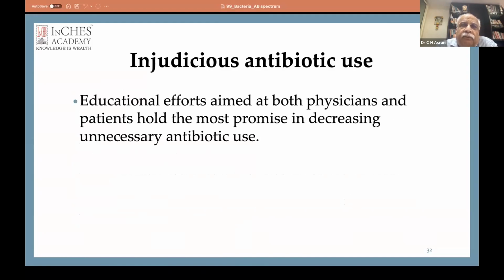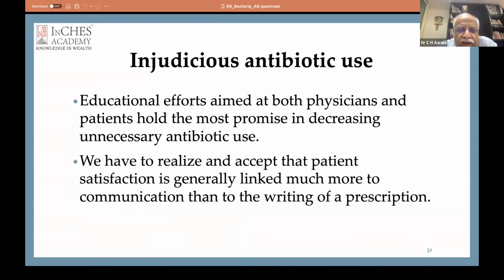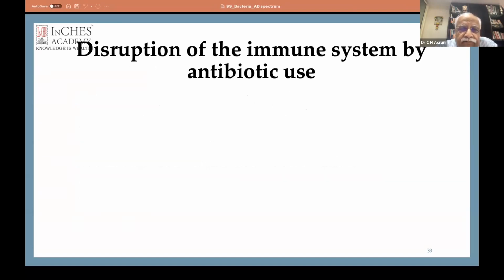Educational efforts aimed at both physicians and patients hold the most promise in decreasing unnecessary antibiotic use. We have to realize and accept that patient satisfaction is generally linked much more to communication than to writing of a prescription. If you have a practice where you have barely 2 minutes to talk to a patient, you will write more antibiotics injudiciously because you don't have time. Then this reference was again shared by Dr. Aarti Mehta with us, so I thought I must share with you.